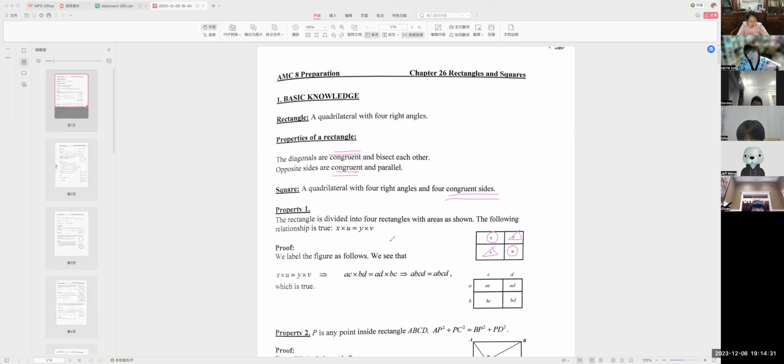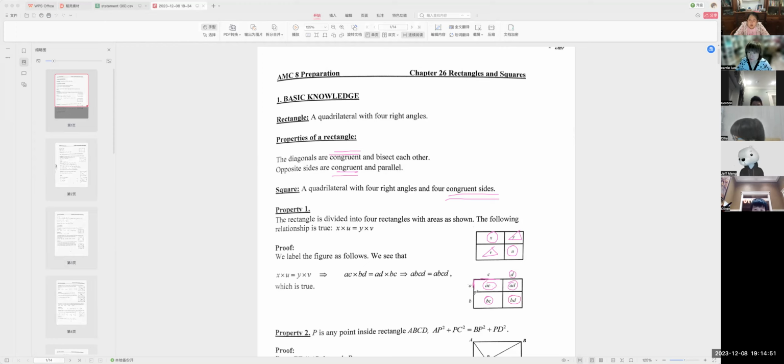Okay, so if you prove that, let's take a look at this one, okay? Because X times U equals AC times BD, right? If I think this line is C and this line is A, so this area equals A times C, right? So if I take this one as D, this one's A, this is A times D. This is B times C, and this is B times D.